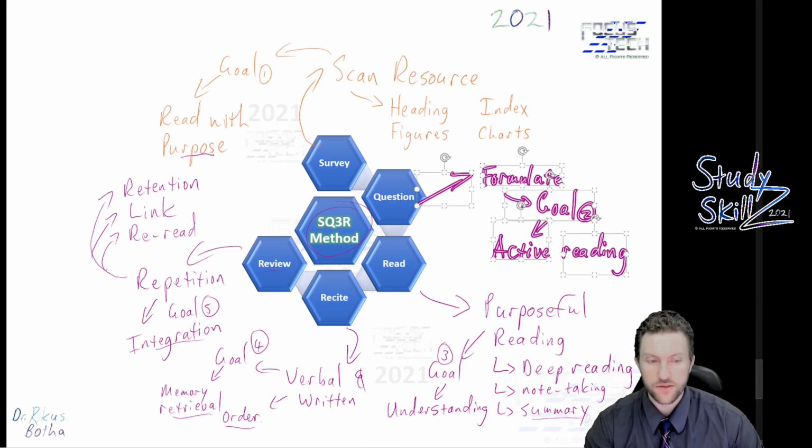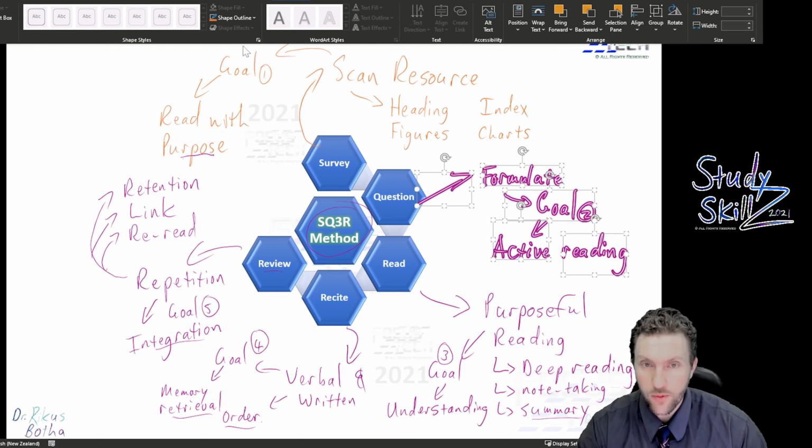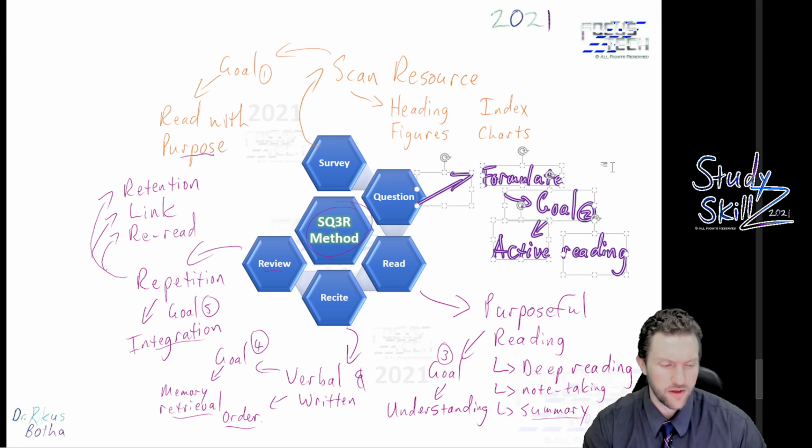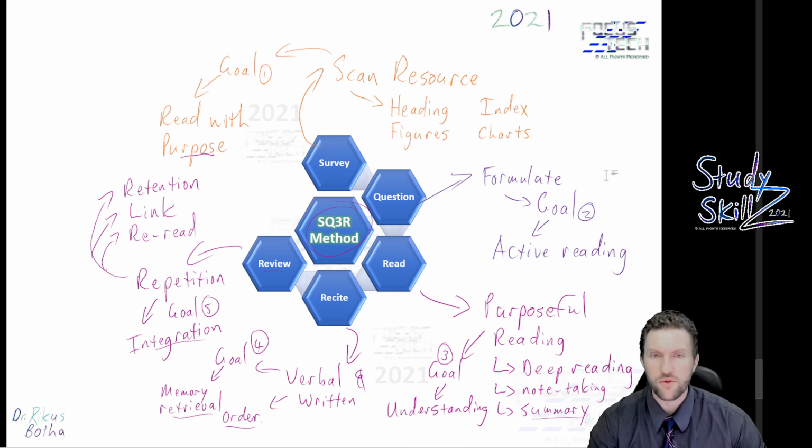Now, while we're here, we need to do some recall ourselves, don't we? We've gone through this technique once. We have a pretty good idea now of what's going on. And the next part would be revision. So we worked our way through. We have the SQ3R method.